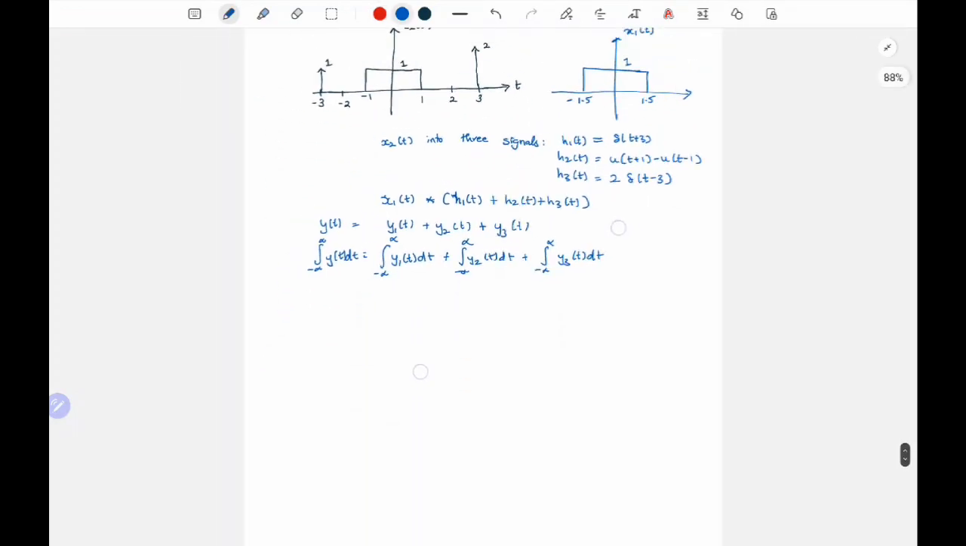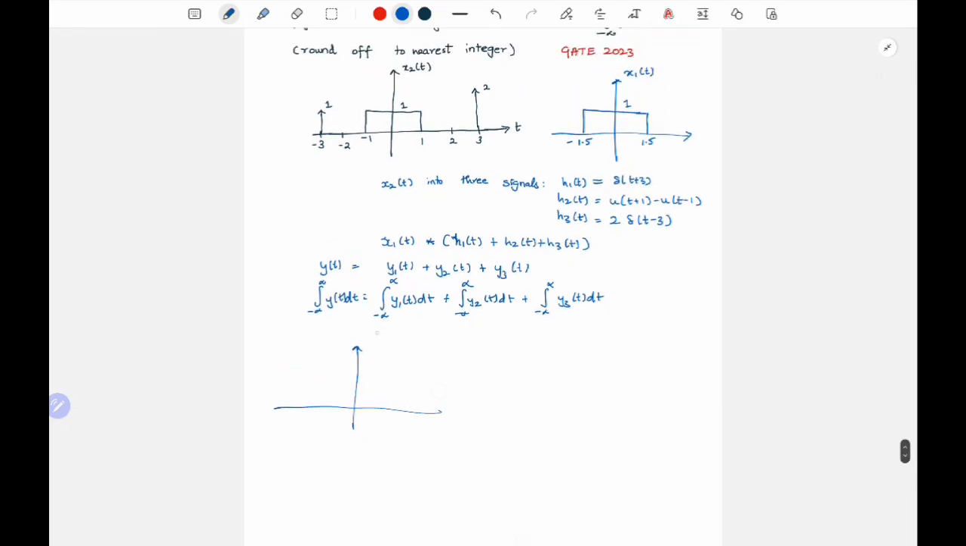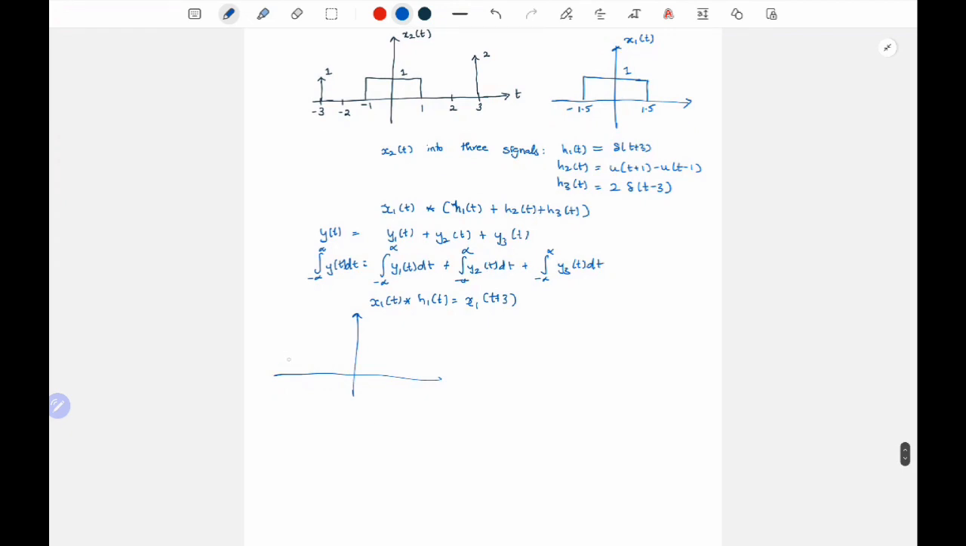Okay, so now let's proceed. So first, x1 of t convolved with h1 of t, where h1 of t is delta of t plus 3. So we'll get x1 of t plus 3, which is nothing but a left shift of this by 3 units.